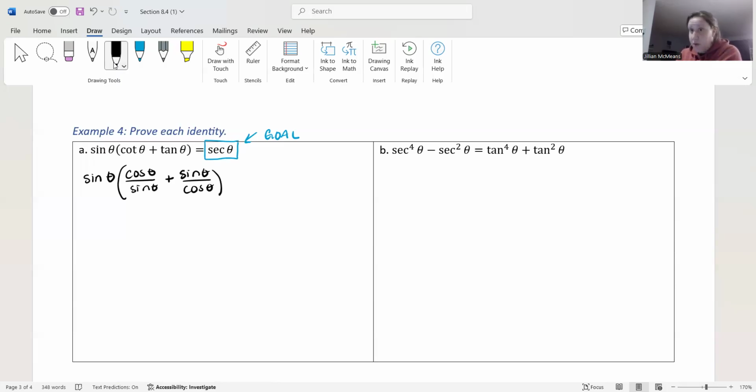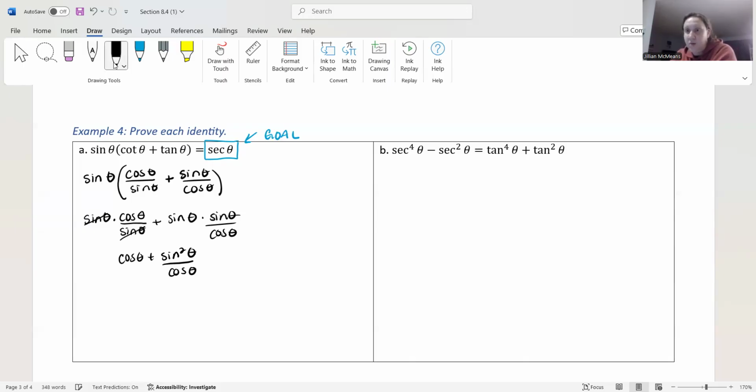Okay, so when I distribute, hopefully this is obvious to you, but I'll go ahead and write out the steps. I get sine of theta times cosine of theta over sine of theta plus sine of theta times sine of theta over cosine of theta. Okay, well, let's see if things simplify down. And what do we get here? Well, sine of theta divided by sine of theta, that just reduces down to be just 1. So I'm left with cosine of theta. And then on the right side of this expression, we have sine of theta times sine of theta. That's just sine squared theta over cosine theta.